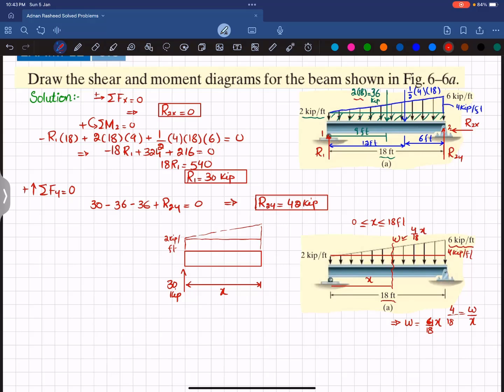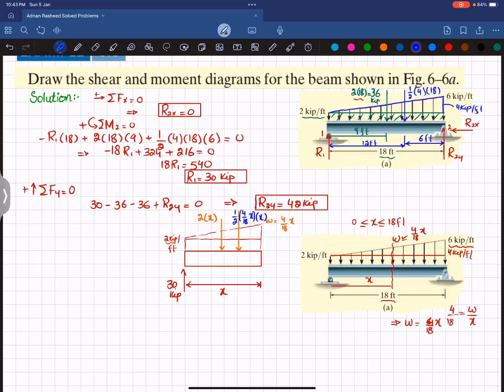Okay, so what we will do is convert this distributed load into a point load. It will act at the middle of this beam, and that will be equal to 2 multiplied by the length over which it acts, and the length is x. Now here W is equal to 4 by 18 times x. So when this triangular load is converted into a point load, it will be equal to 1 over 2 into the magnitude, 4 by 18 into x, and x is the length over which it acts.